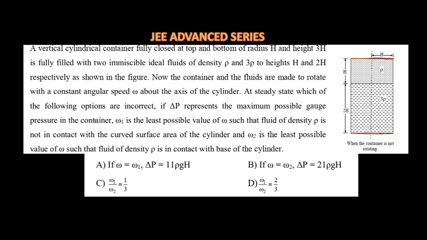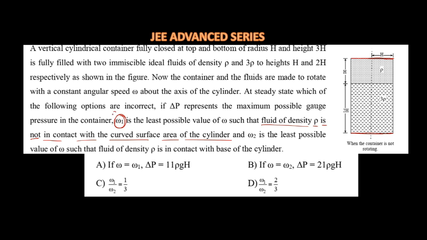Now the question is for the omega 1 calculation. I think you might have read the question. Please read the question carefully and try to understand, then you will understand the solution also. Omega 1 is the least possible value such that the fluid of density rho is not in contact with the curved surface area of the cylinder.